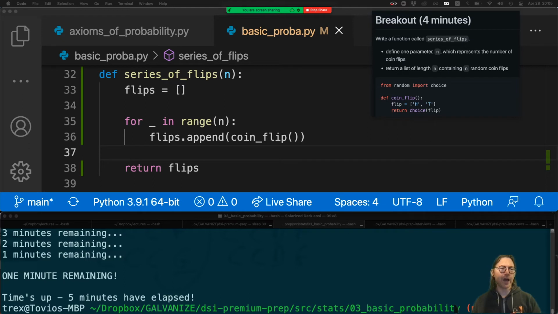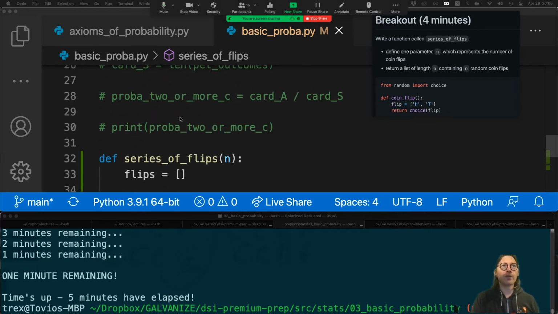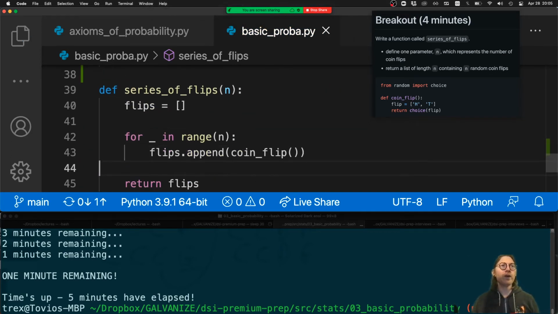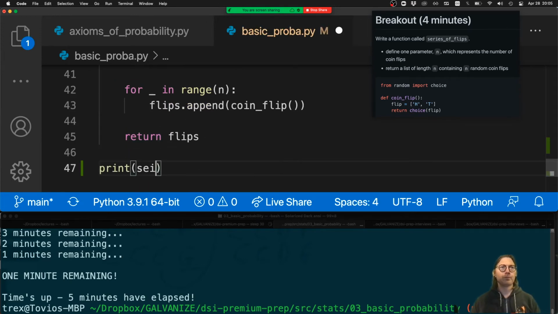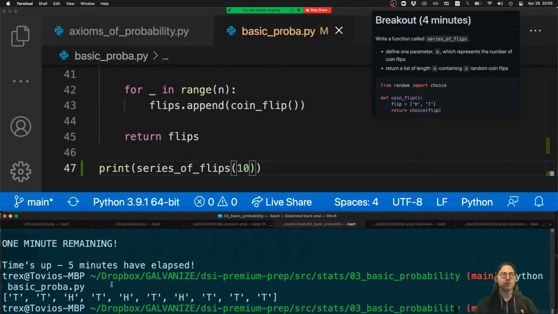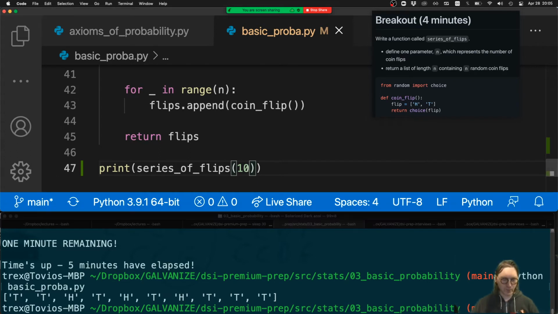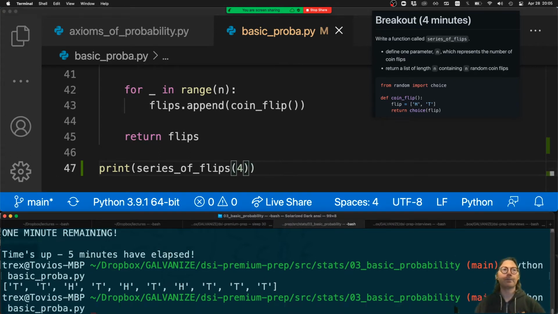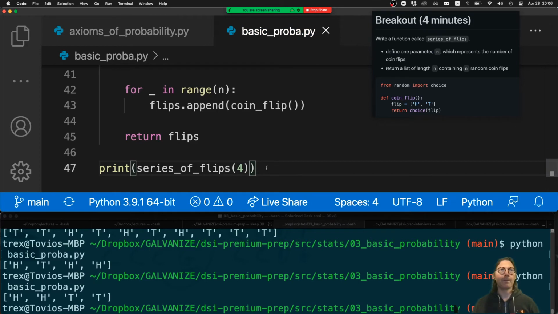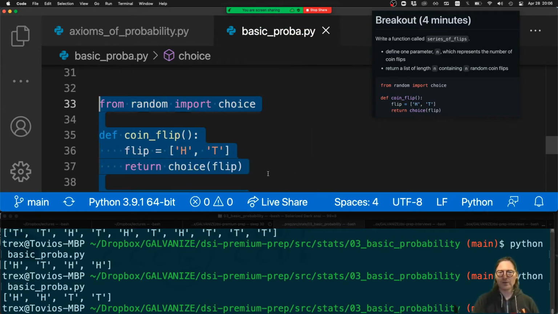So I do need to copy in the coin flip function from the notes. Just put that in there. And if we perform this series of flips, and let's do 10 coin flips, we'll see that we get a series of coin flips, right? Tails, tails, heads, tails, heads, tails, heads, tails, tails, tails. If I just flip this 4 times, we'll see that, right? Heads, tails, heads, heads. So either way, that seems to work. So I'll paste that into Slack so that everyone has it.